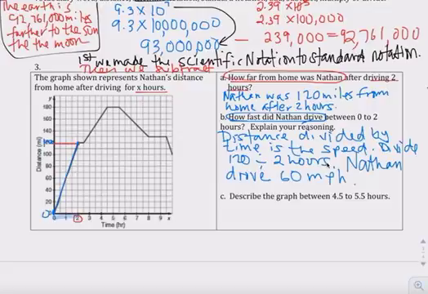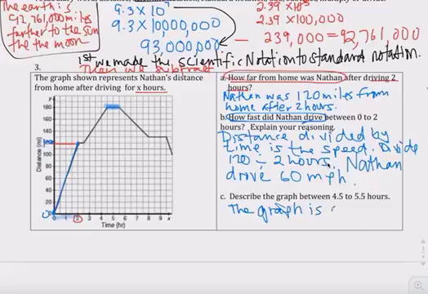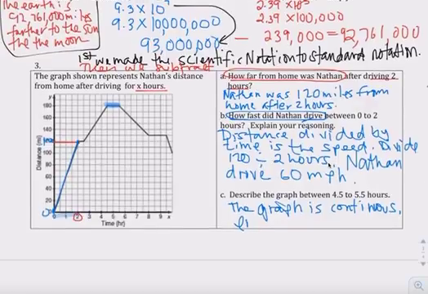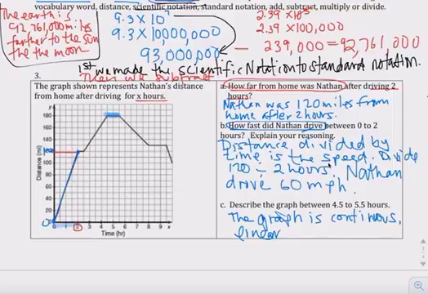Describe the graph of 4.5 and 5.5 right here. Describe that graph. That is a discrete, no, it's continuous. The graph is continuous, linear, and horizontal line. Okay? And that's the review part.